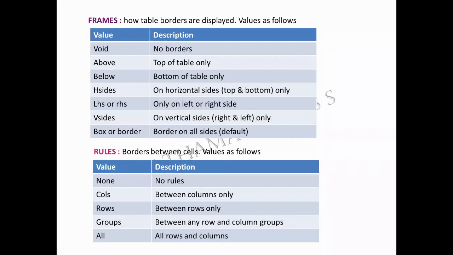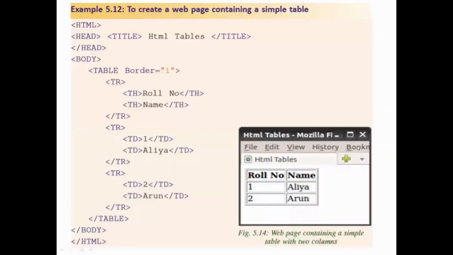Then the rules means drawing lines in between, drawing borders between the cells. That is, between one cell and another cell you can draw a line. So that is known as your rules. How you want that to be, either in the form of rows or columns or groups or for the entire table, any way you want, you can create. These are all just one mark questions. So like this, we went on to create a table with an example.